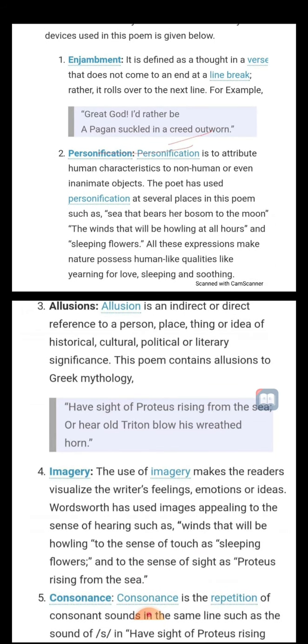Then another device which is used is allusion. Allusion is an indirect or direct reference to a person, place, thing or idea of historical, cultural, political or literary significance.